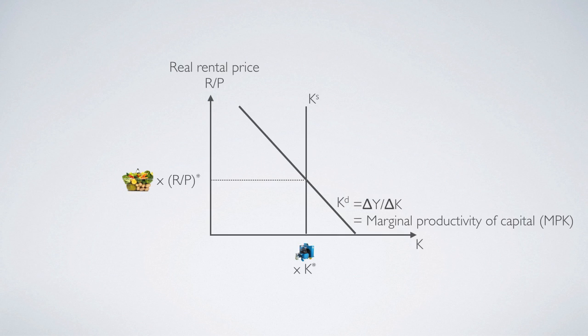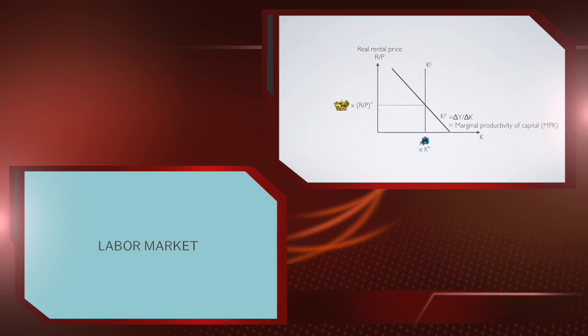Also notice that for the capital demand curve, when we derive it, each point on the curve is actually the marginal change of output delta Y divided by the marginal change of capital delta K. Our delta K is 1 unit in our previous story. And this ratio, this marginal change ratio, we call the marginal productivity of capital, which is denoted as MPK.